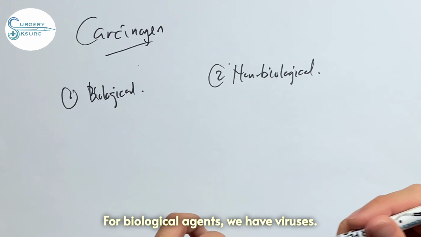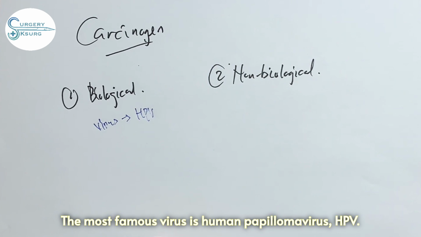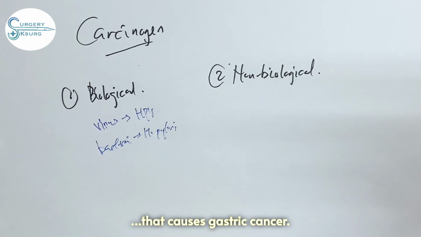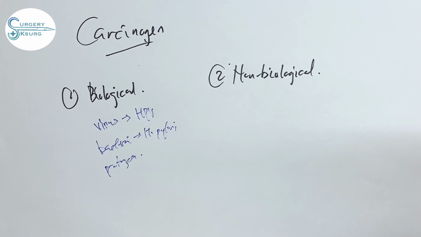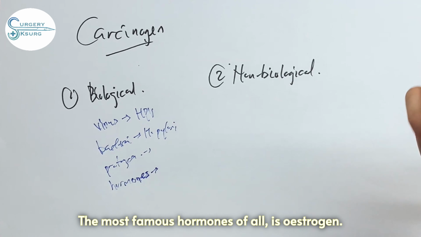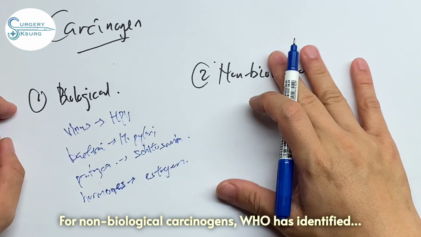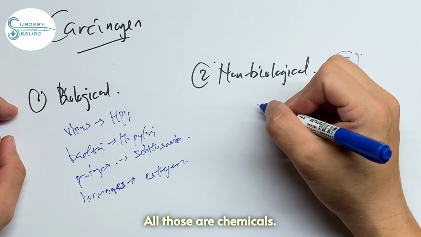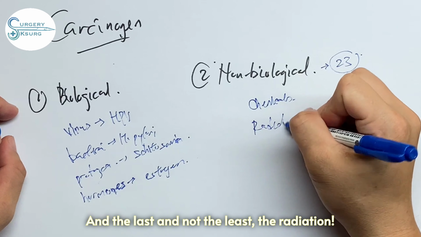For biological agents, we have viruses. The most famous virus is human papilloma virus, HPV. We also have bacteria, my favorite, H. pylori, that causes gastric cancer, right? And also protozoa, like schistosomiasis, right? And for all the general surgeons here, hormones. The most famous hormone of all is estrogen. For non-biological carcinogens, WHO has only identified 23 of them, and most of them are N-nitrosamines. So those are chemicals. And last but not least, radiation.